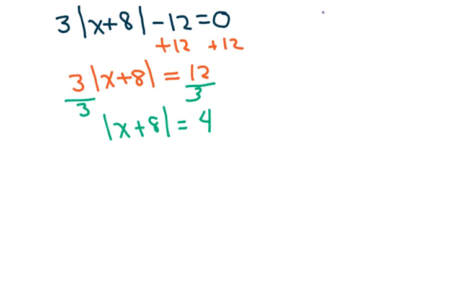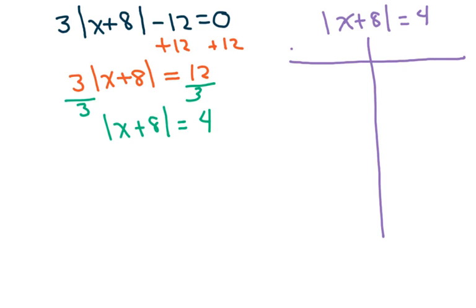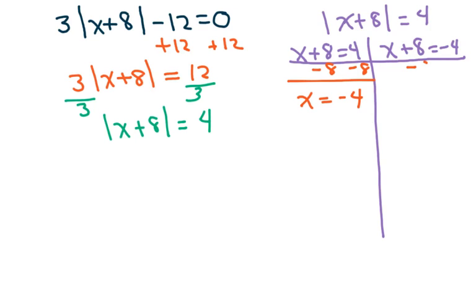So we have the absolute value of x plus 8 equals 4. And I'll make my little chart here. I'm going to just copy it down. X plus 8 equals 4. And then on this side, I'm going to write x plus 8 equals negative 4. I solve for x here by subtracting 8. And that's going to give me x equals 4. Here I subtract 8 from both sides, and I get x equals negative 12. Now, hopefully I did that right.